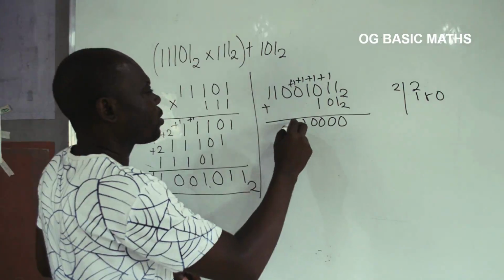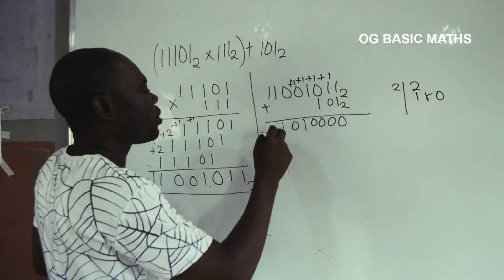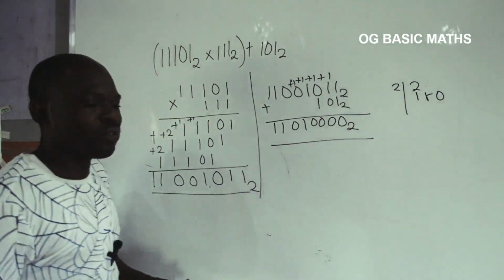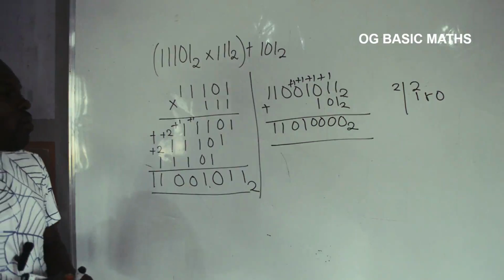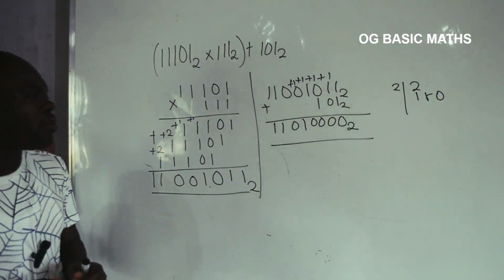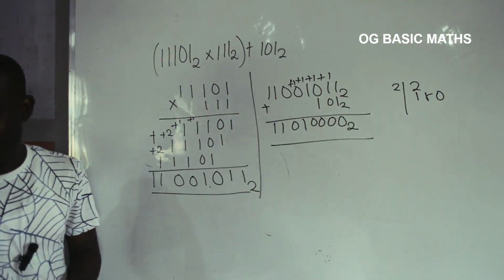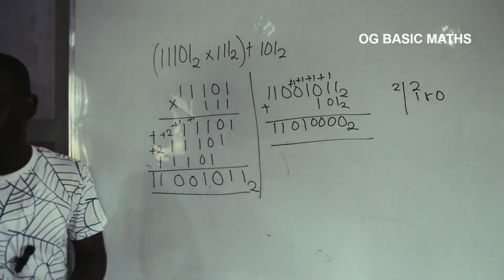You bring this one down. You bring this one down. You bring this one down. You put your base 2. So the final answer to this is 11010000 base 2. That is the final answer to this. That is how it is resolved.